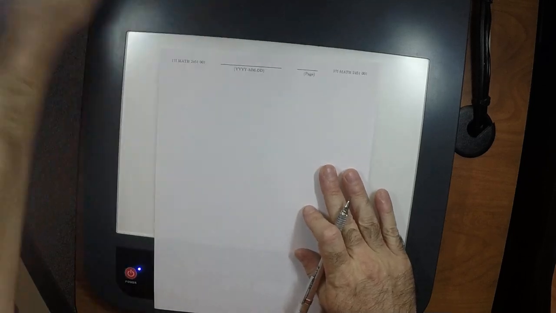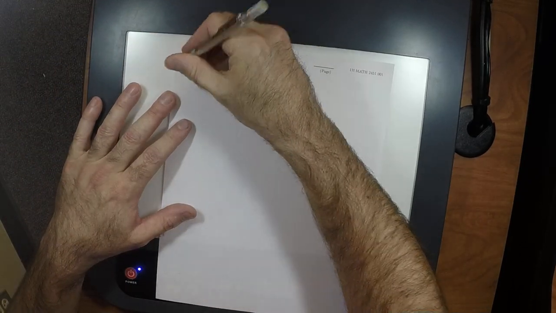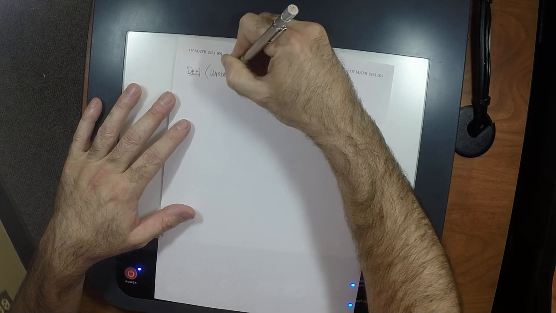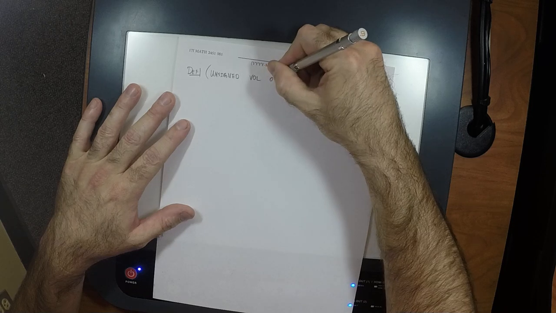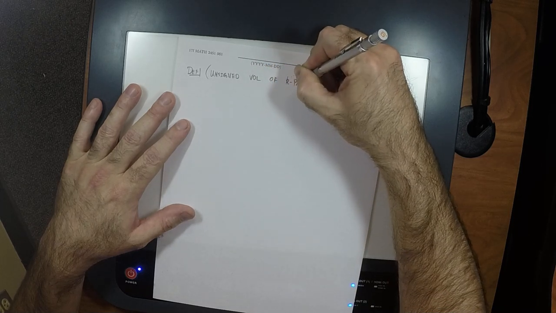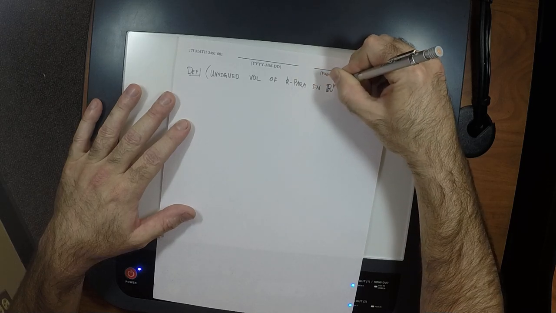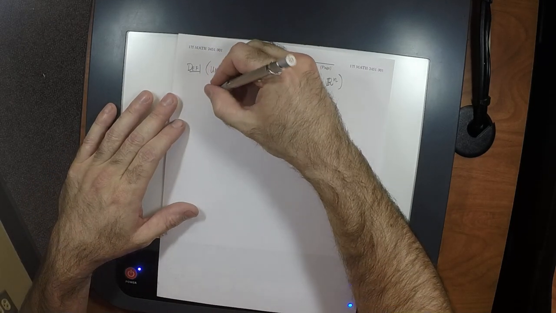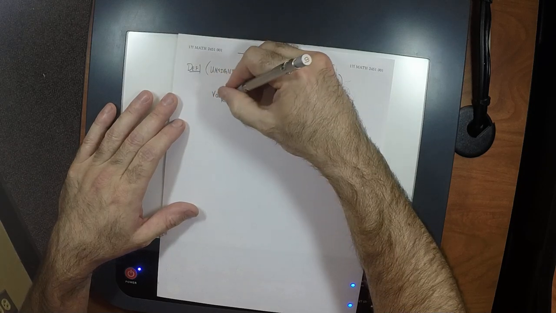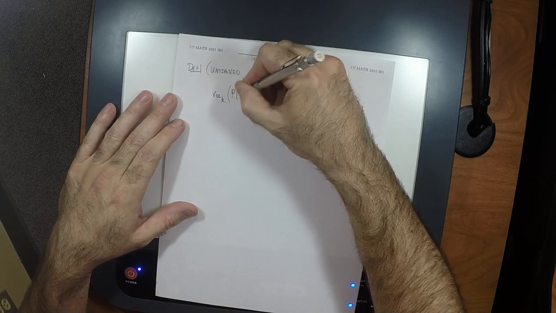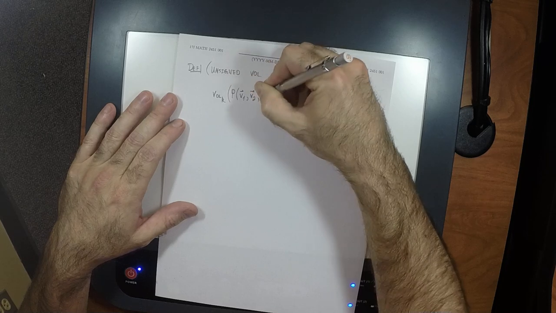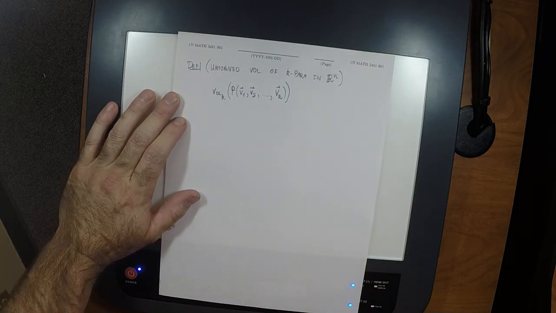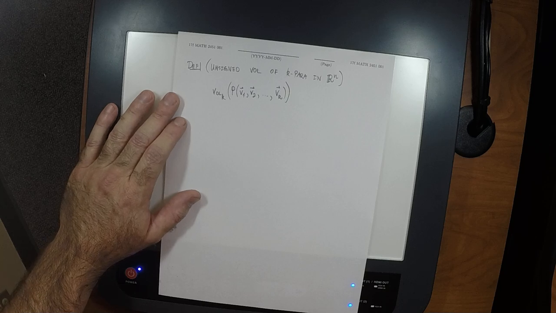So that means that we can now give a name. The unsigned volume of a k-parallelogram in Rn. So the k-volume of P, V1, V2, Vk. We want to know the volume of this thing. I claim that you could tell me right now, you already know it. What is the volume, the formula?